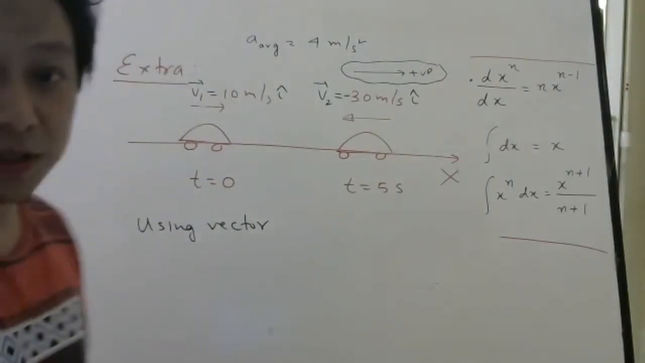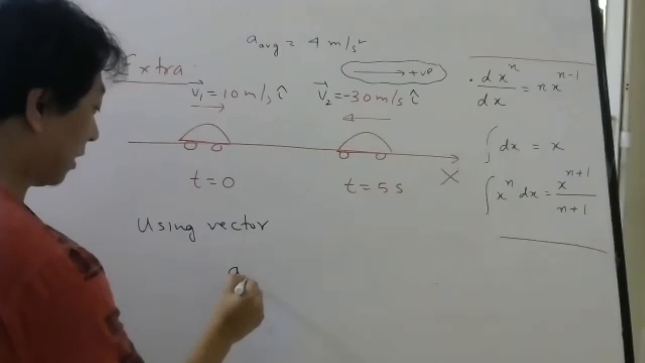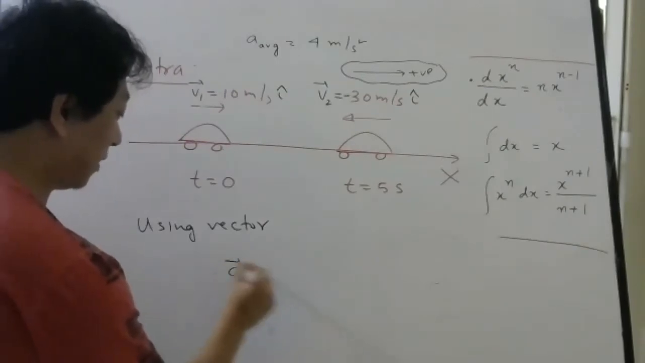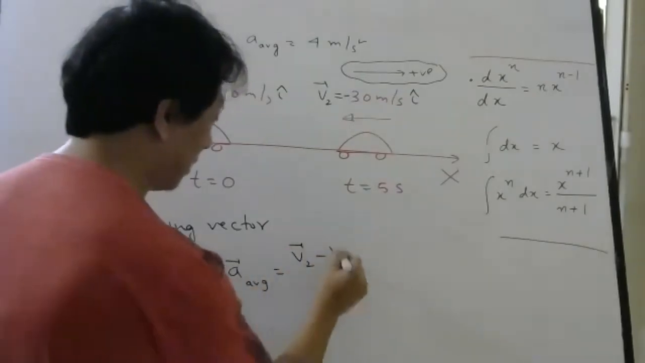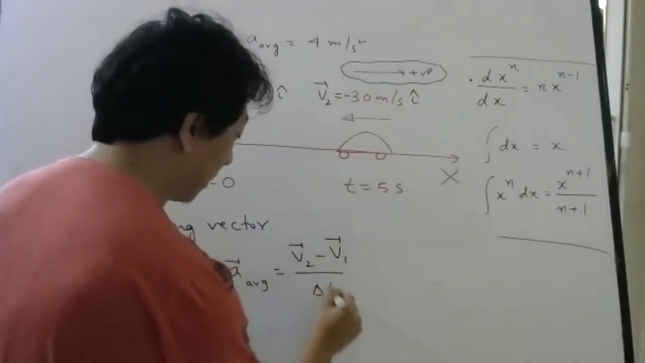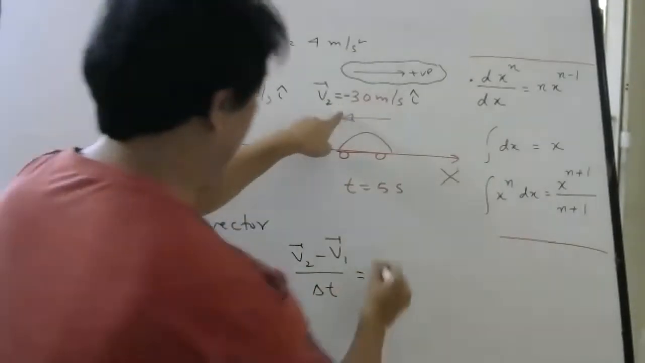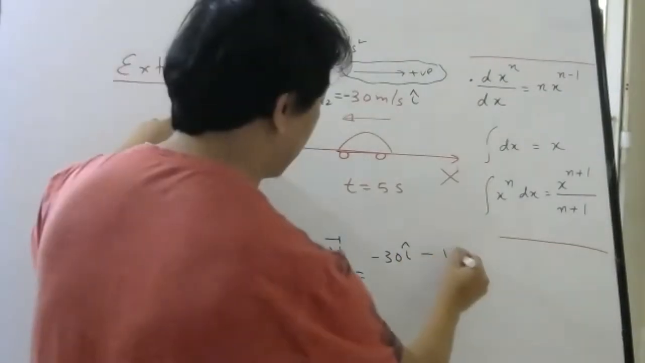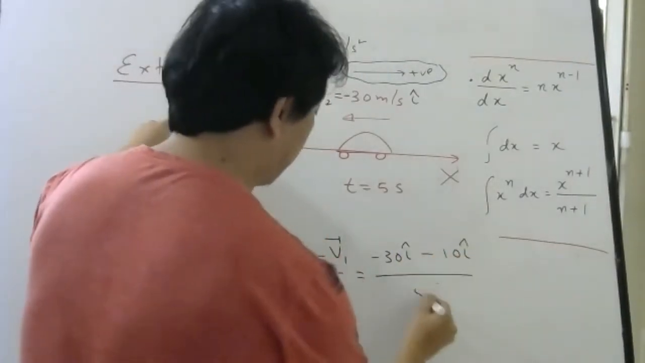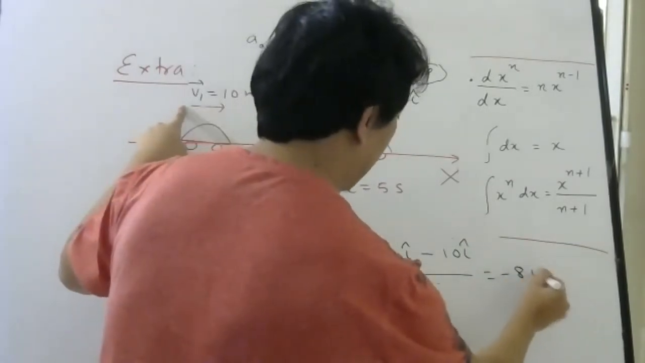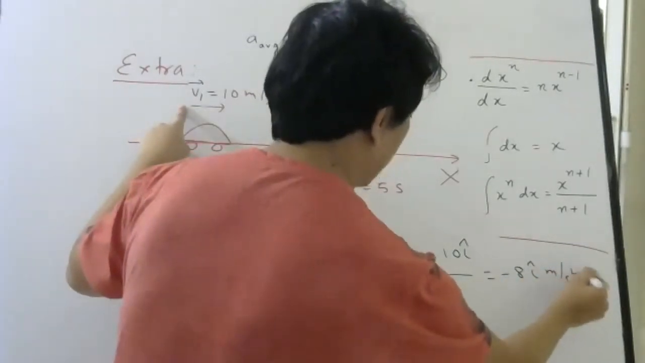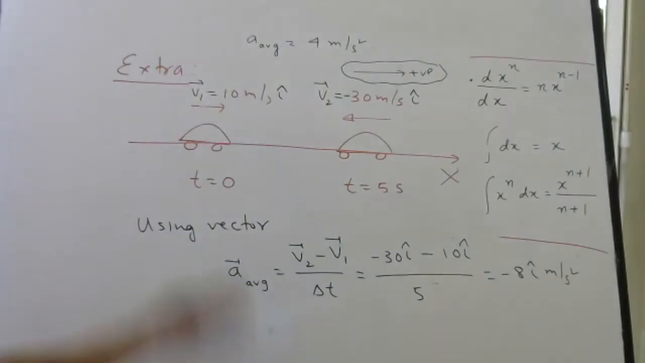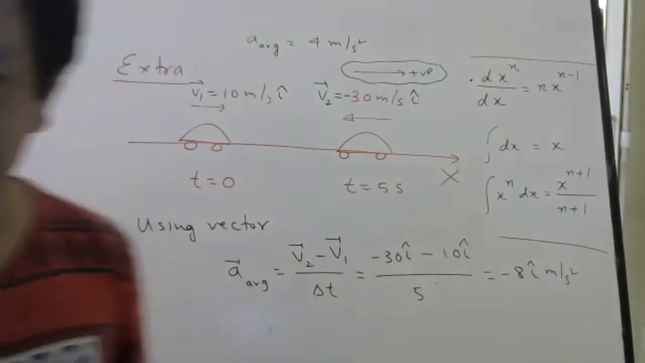Okay, when I do using vectors, then your formula for average acceleration will be V2 bar minus V1 bar by time taken. Final velocity is minus 30 I cap minus initial velocity is 10 I cap, divided by 5. So minus 8 I cap meter per second square. If you take magnitude, you will get 8.